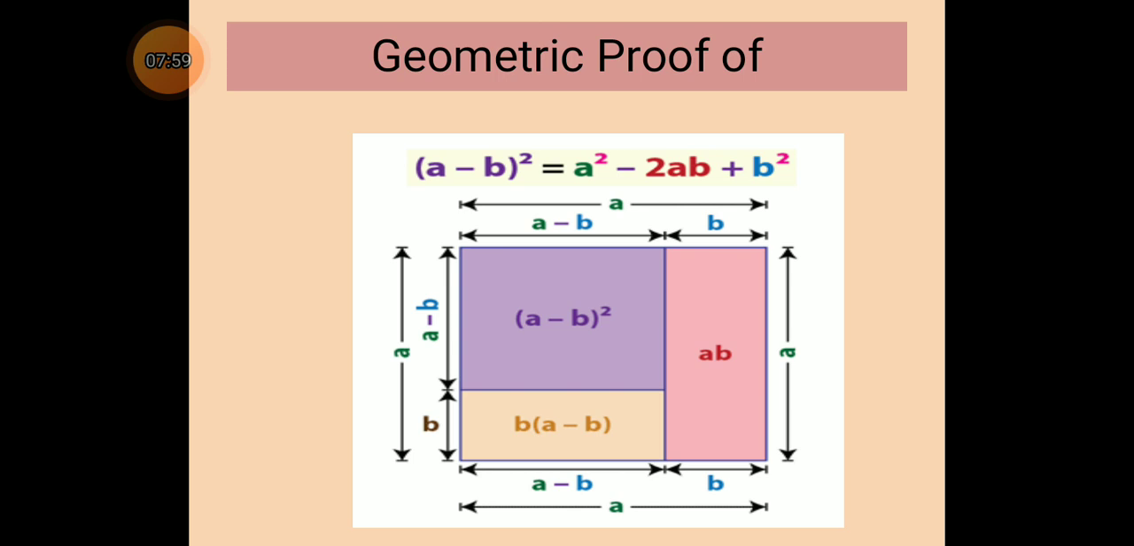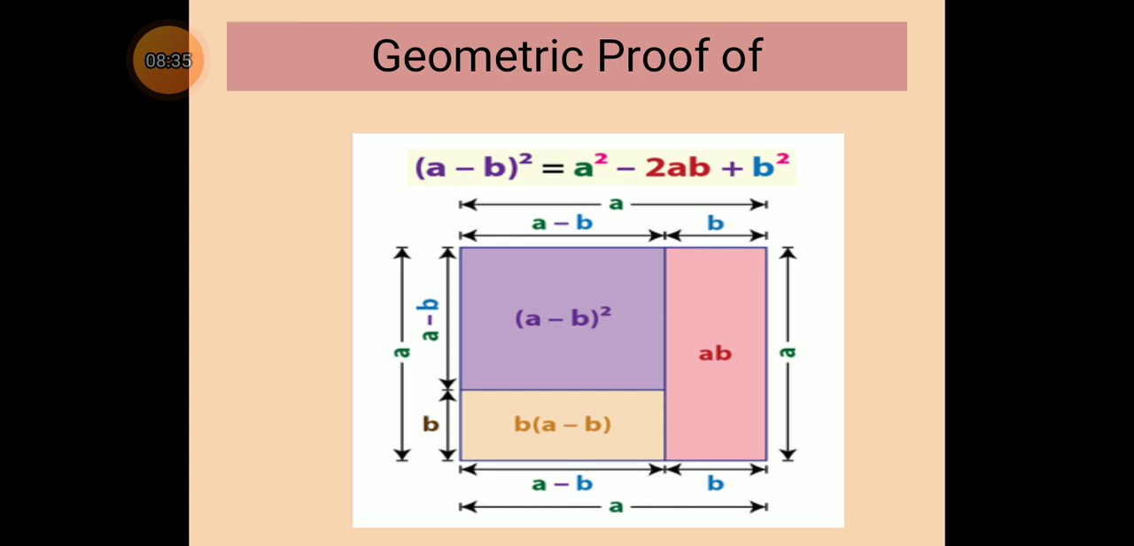Now let us see the geometric proof of (a minus b) whole square. Again, we have a square of side a units. Out of this square, small strips of b units are drawn on both sides, lengthwise and breadthwise. When we do this, inside we get a square of side a minus b. If the square is of side a minus b, then the area of the square is (a minus b) whole square. So, how do we get that small square?